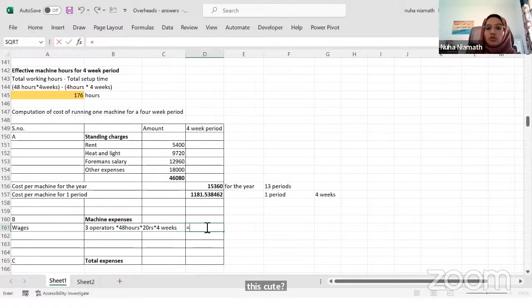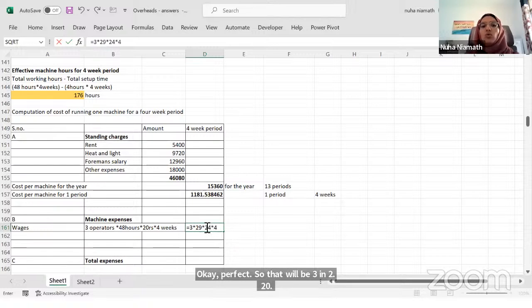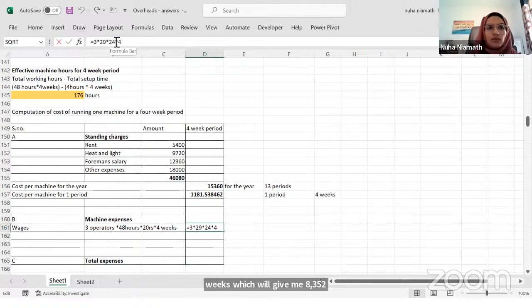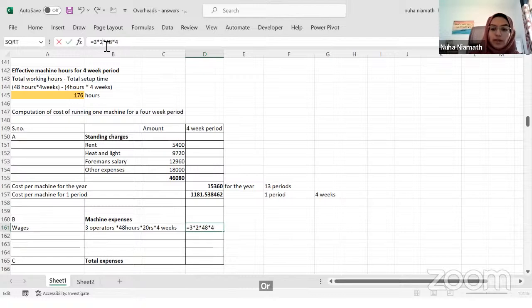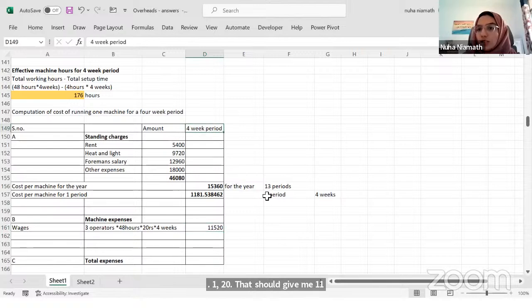Okay, perfect. So that will be 3 into 20 rupees into 48 hours into 4 weeks, which will give me... not 24, 48, sorry. 48 into 4, and this will be 20. So that should give me 11,520 for the 4 weeks. Is everybody clear and following with me till here?